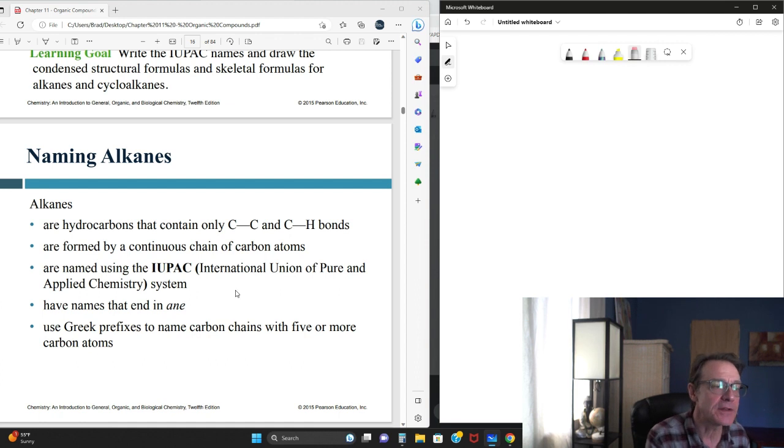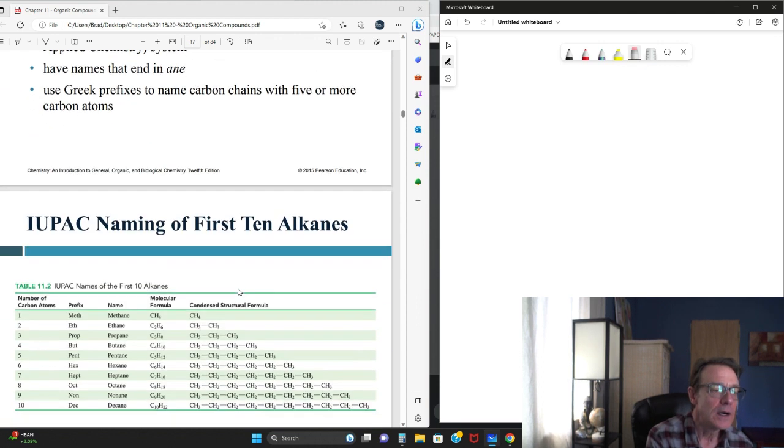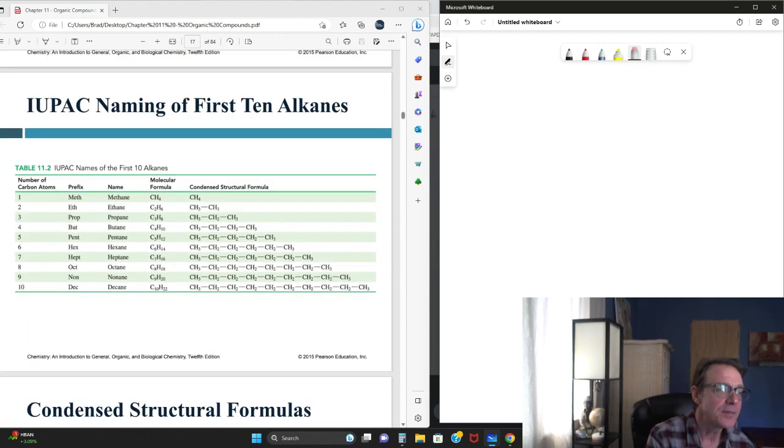So alkanes. Alkanes are hydrocarbons that have the following: only carbon to carbon single bonds and carbon to hydrogen single bonds. Those are alkanes by definition. You'll never see a double bond in an alkane. If it's got a double or a triple bond, you no longer have an alkane. This is something that you should commit to memory.